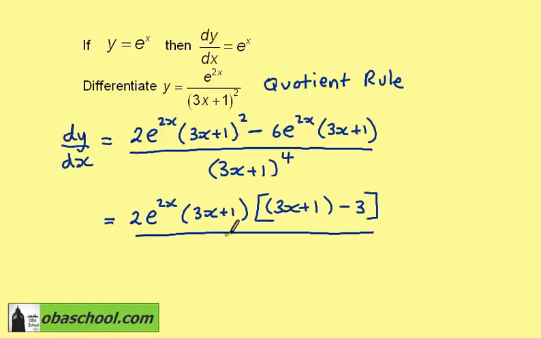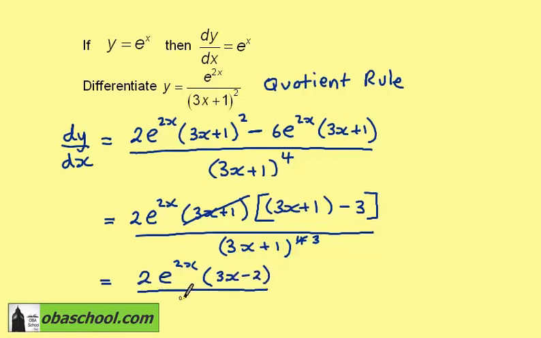The denominator is still the same, although now we can see that this 3x plus 1 can cancel with one of the ones on the bottom. So we get 2e to the 2x. The bracket becomes 3x minus 2, and the denominator is (3x plus 1) cubed.